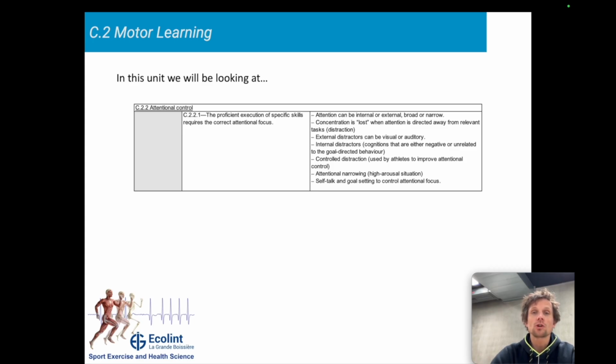We're then going to talk about how we lose concentration, and that can be as a result of either internal or external distractors. We're then going to discuss controlled distraction as a technique for improving performance. And then we're going to look at attentional narrowing in high arousal situations. And finally, self-talk as a method of improving performance.